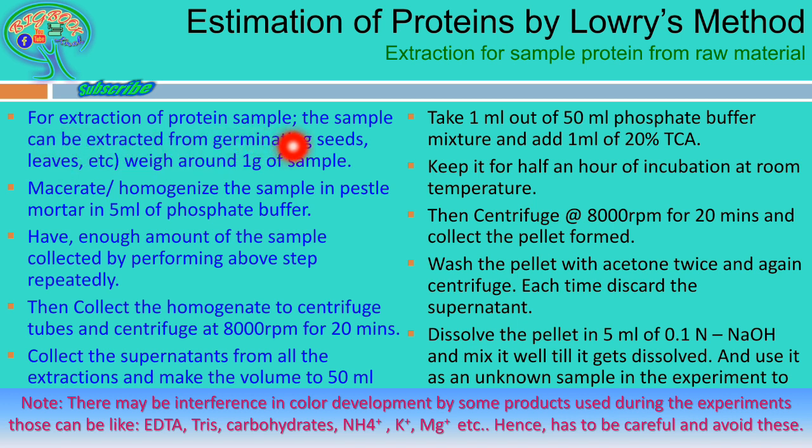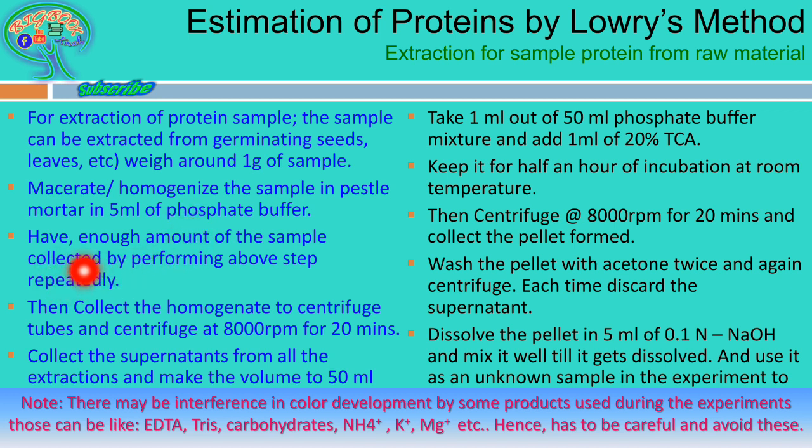So for extraction of protein sample, the sample can be extracted from germinating seeds, leaves, etc., where we are going to weigh around 1 gram of sample. Then we are going to macerate or homogenize the sample in a pestle and mortar in 5 ml of phosphate buffer. Whatever reagent we have spoken about, the phosphate buffer, here we are going to use it. Have enough amount of the sample collected by performing the above step repeatedly. So here we do this macerating and homogenizing of the sample in a pestle and mortar or the homogenizer with the help of 5 ml of phosphate buffer repeatedly, so that enough amount of the sample gets collected.